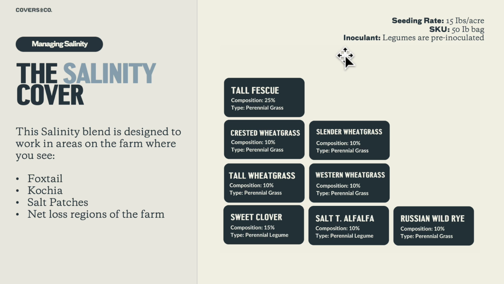So these salinity areas, traditionally on lots of farms, foxtail and kochia grow really well in them. Salty white patches across the farm. And like I talked about before, the net loss areas in these farms and the areas that really affect our overall profitability across Western Canada.